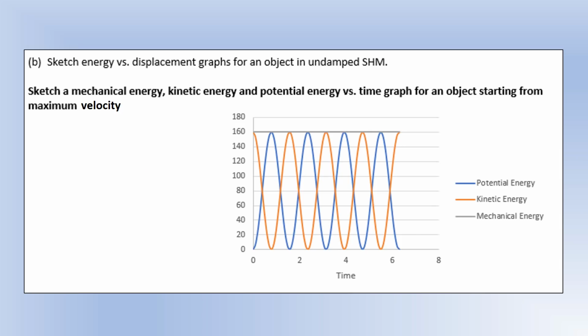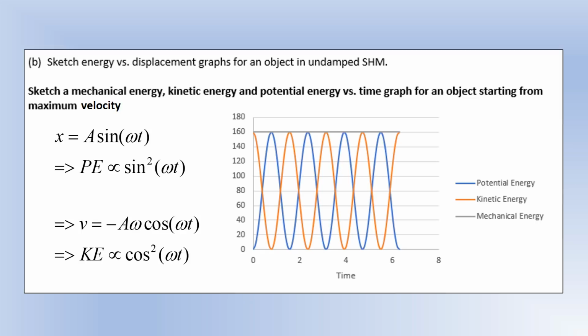Okay, so we're going to have a look at sketching the graphs for the energies, so we're going to look at how we've attained the graph we've got here. And we're going to start the graph from where it has maximum velocity, which means its initial displacement is 0. So that means we're going to use a sine function for its displacement. And that means we're going to start at 0. Even though we're squaring the sine function, 0 squared gives you 0. So that's why we're going to start at 0 for the potential energy.